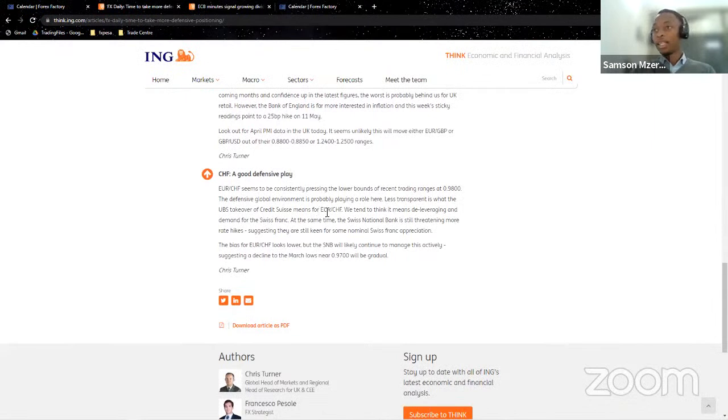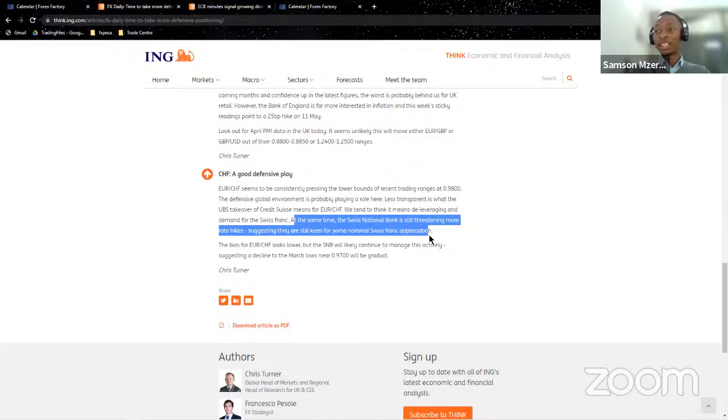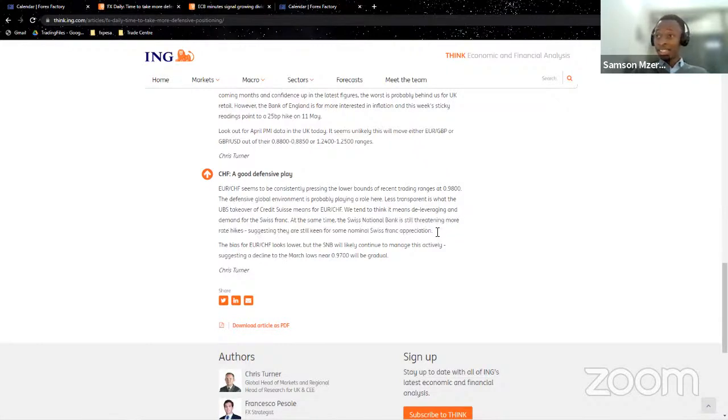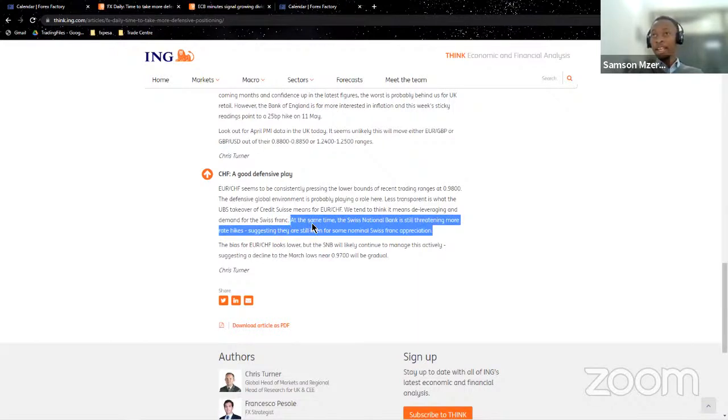Here, they're saying at the same time, the Swiss National Bank is still threatening more rate hikes, suggesting that they're still keen on nominal Swiss franc appreciation. So it's the central bank that is most of the time very involved with how strong the currency should be. Remember, there was a time in the past they had a price cap and all these things. So if this is the case, then it can explain why the Swiss franc has been strengthening. And as long as the stance hasn't changed, then you should expect the trend to continue.